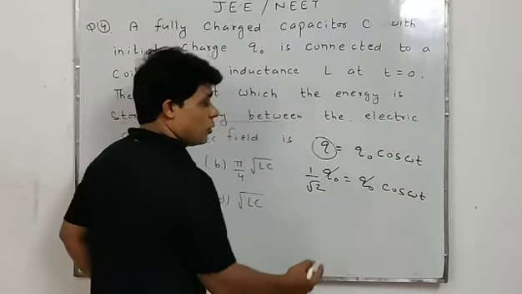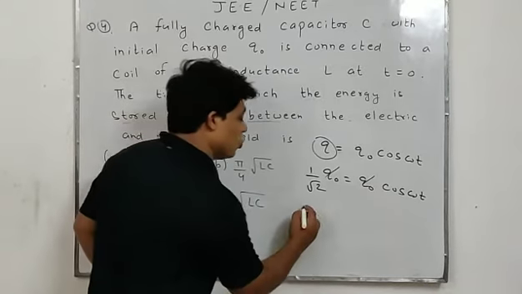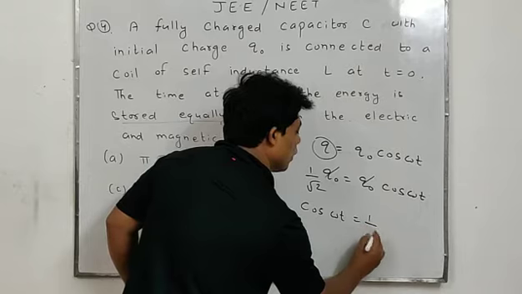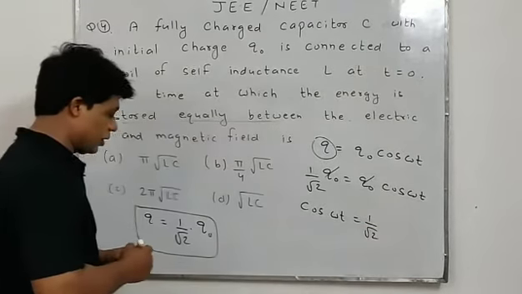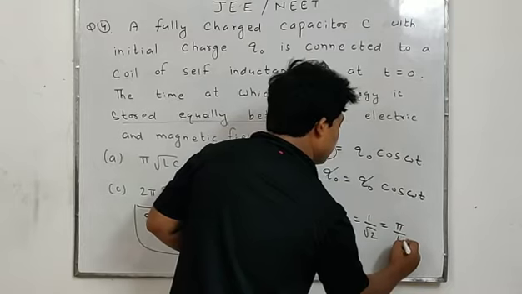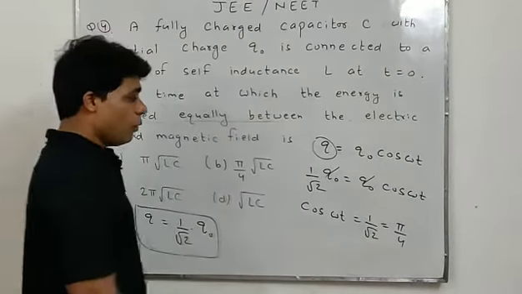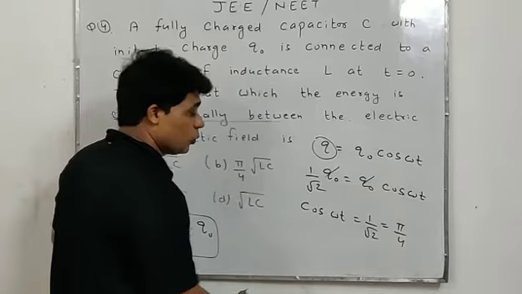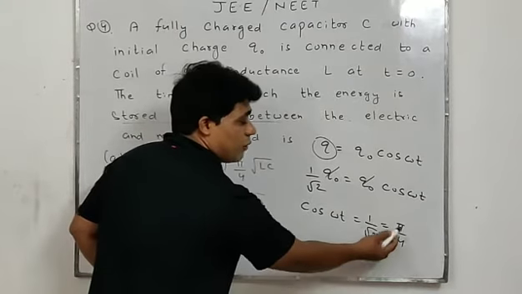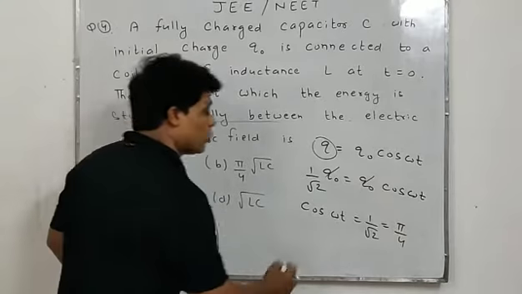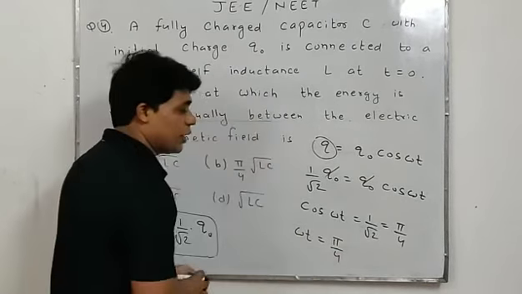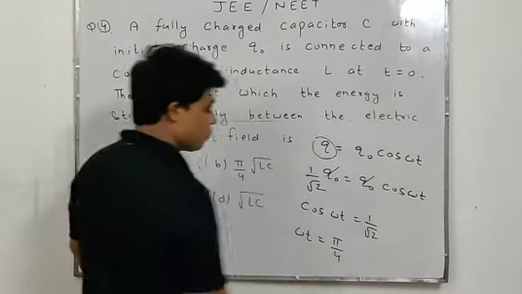Q0 and Q0 cancel out. Cos omega t equals 1 by root 2. At which angle? At 45 degrees, and 45 degrees means pi by 4. So cos omega t is 1 by root 2 at pi by 4, so omega t equals pi by 4.